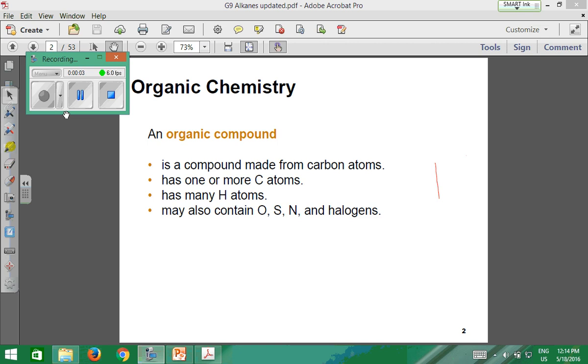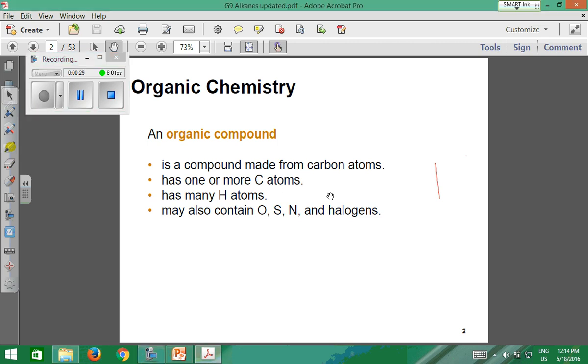I am going to teach one of the important chapters of chemistry, that is organic chemistry. So in organic chemistry, we will be dealing with compounds that are made of carbon atoms, they have hydrogen atoms also, and they may contain oxygen, sulfur and nitrogen, even halogens also.